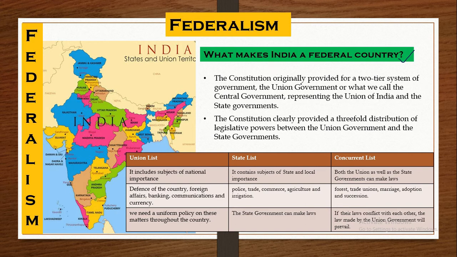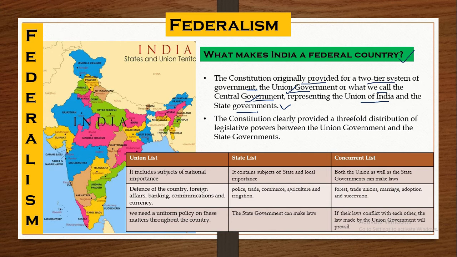The Constitution originally provided for a two-tier system of government. One is the union government, what we call the central government, representing the Union of India. And the other level of government is the state government. So there are constitutional provisions which initially provided a two-tier system of government.